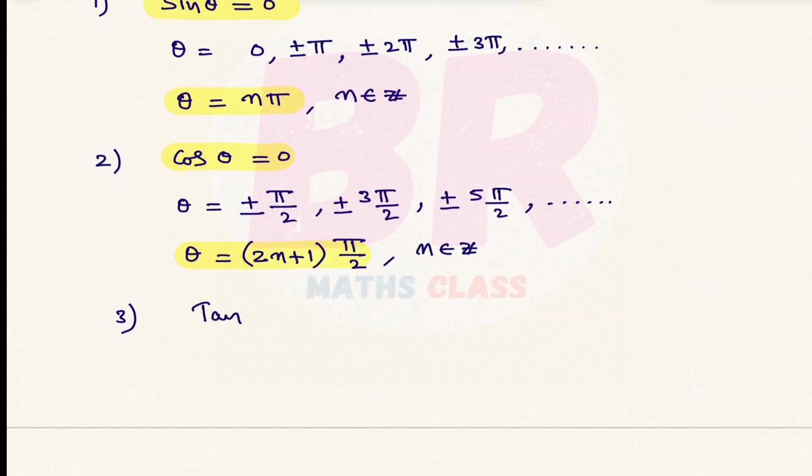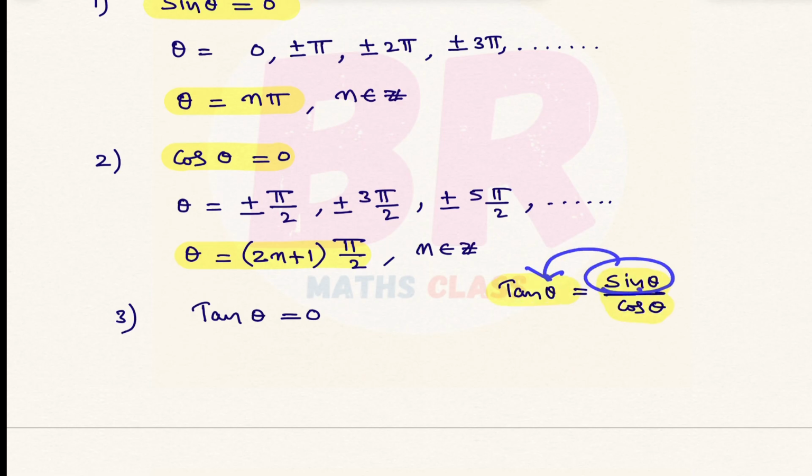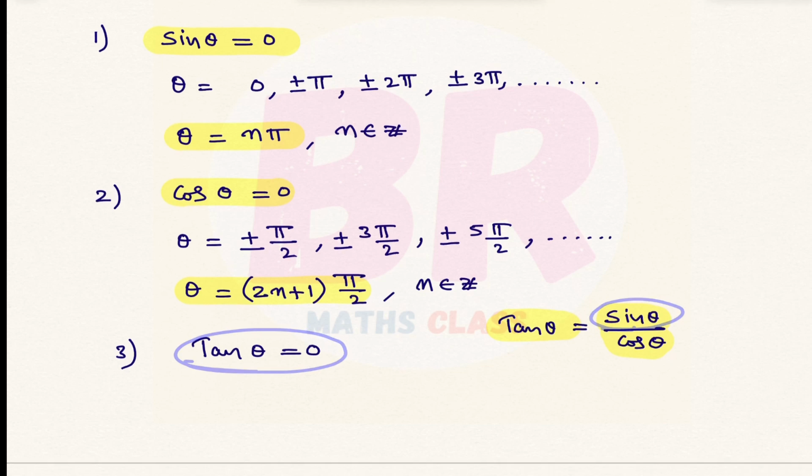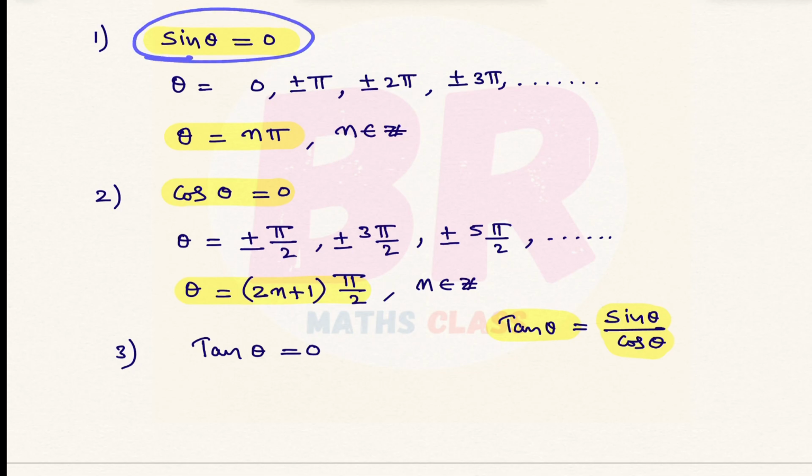Now, third formula in this. For what values of theta is tan theta 0? You know that tan theta can be written as sin theta divided by cos theta. Whenever sin theta is 0, in that case tan theta is also 0, right? When sin theta is 0, theta equal to n pi. That's why the general solution for sin theta equal to 0 and the general solution for tan theta equal to 0 are both the same. So, the general solution for tan theta equal to 0 is n pi, where n is an integer.